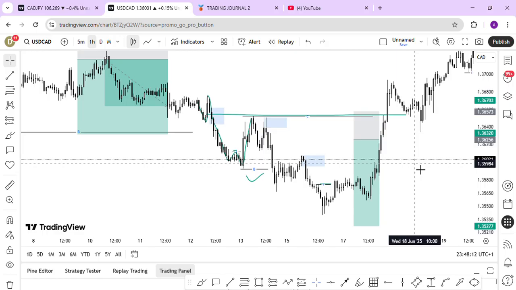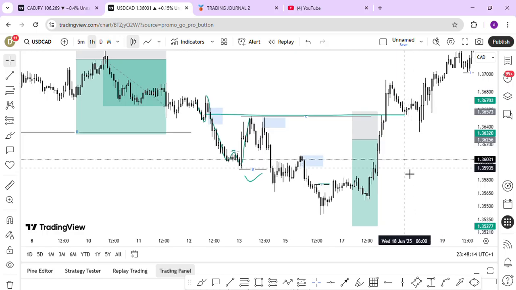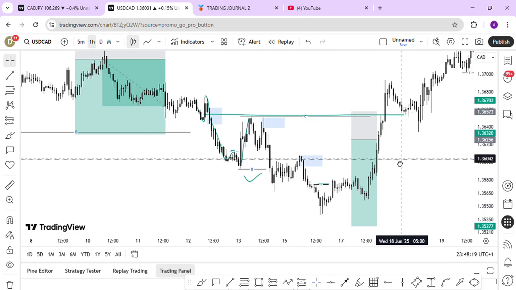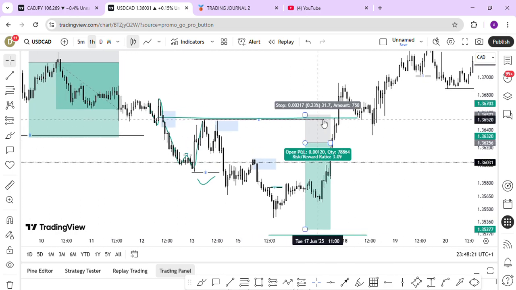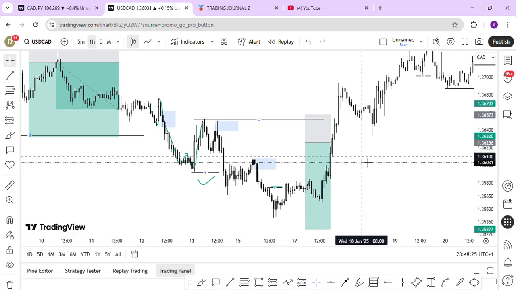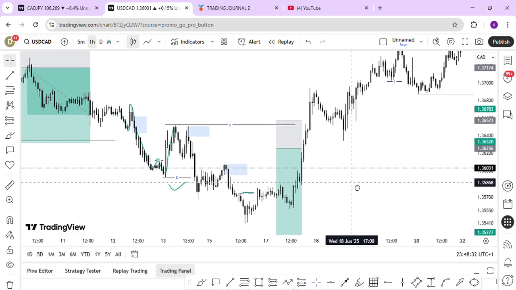So what will happen after we had this kind of situation here? The market gave us a change of character. It means that after the change of character here, the market momentum is telling us that it's shifting from bearish to bullish, either temporarily or for a long time, I don't know. But this is what the market is doing.